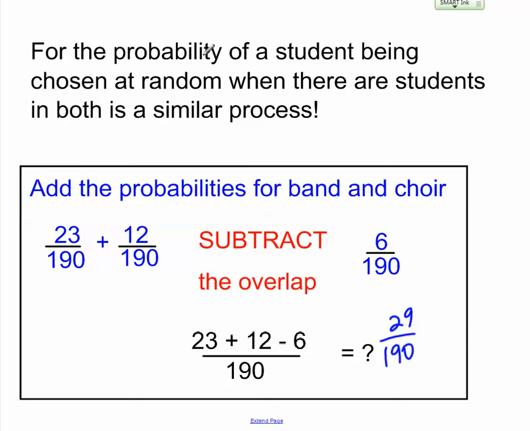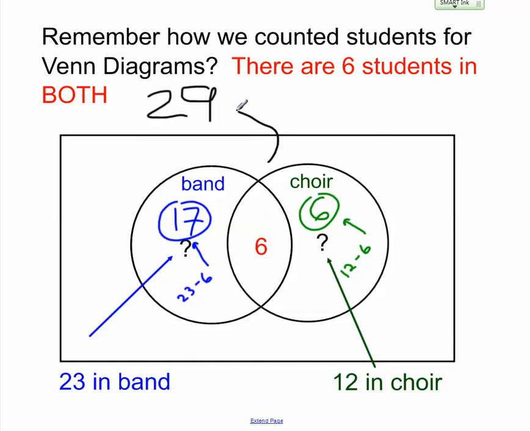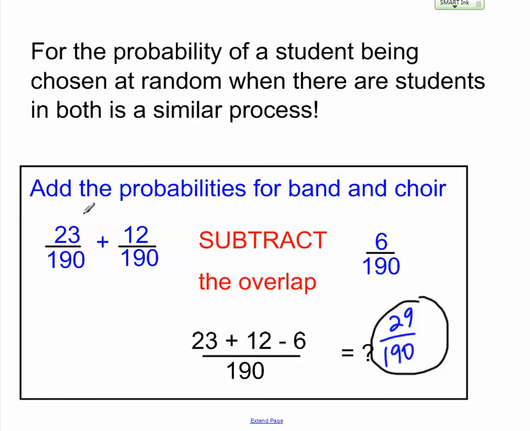So if I want to find the probability of a student being chosen at random when there are students in both, it's very similar. You do what you did before, 23 plus 12 out of 190, that was 35, and now we subtract the overlap. And 35 minus 6 is 29 out of 190. And notice that 29 is the same number that we got when we added all 3 of these. We got 29. So literally, it's the same process, only it's even easier. I add the probabilities and I subtract the overlap just once. And that's how I get 29 out of 190. And that is in lowest terms. You always simplify.